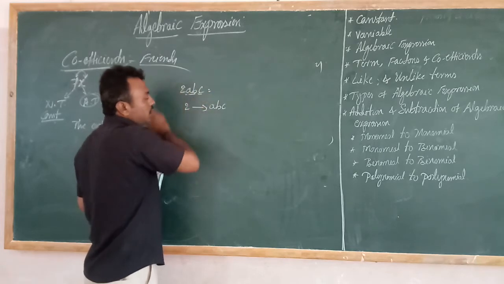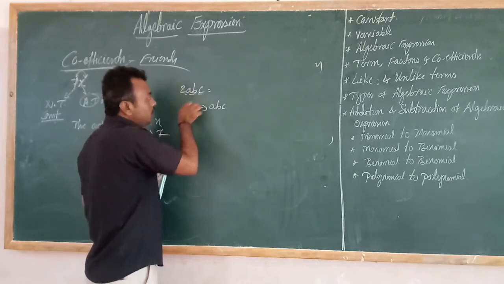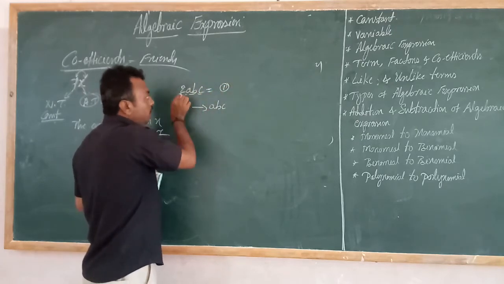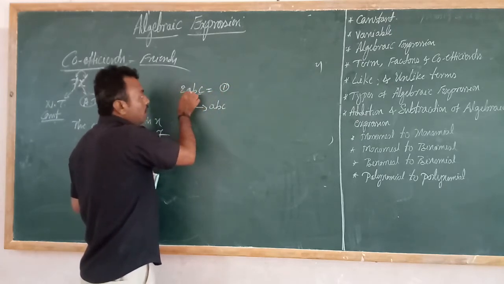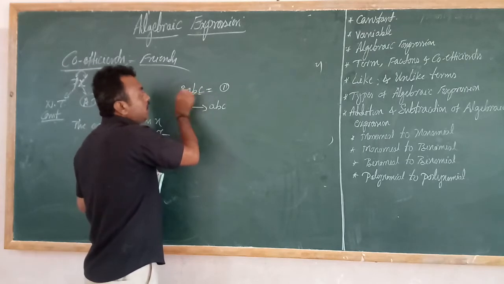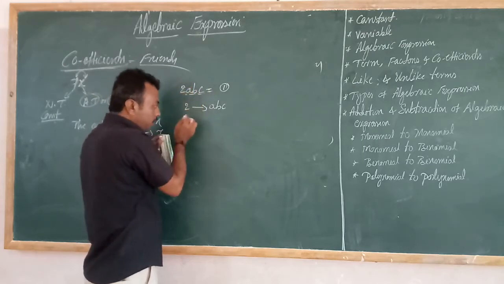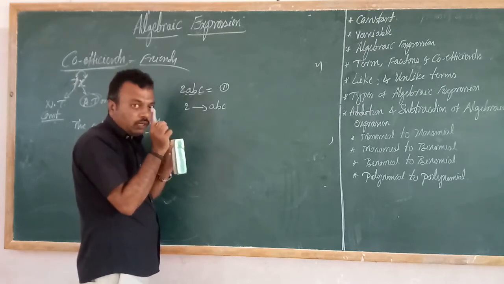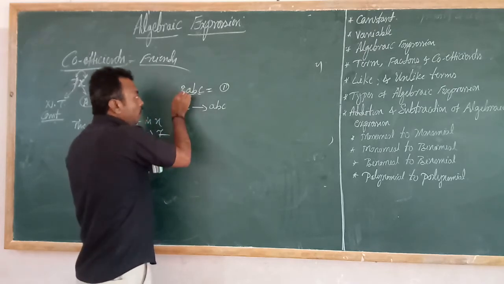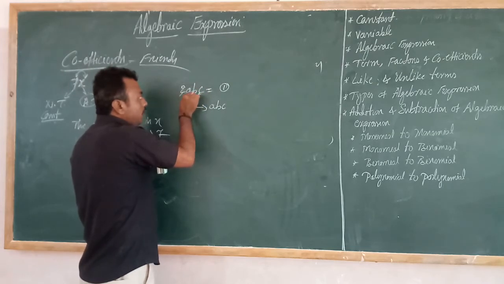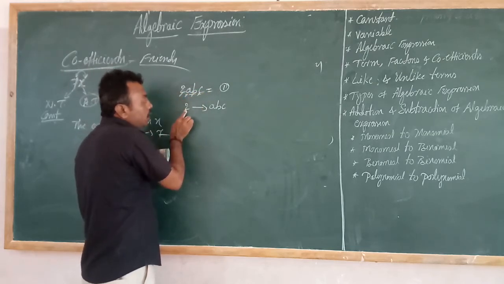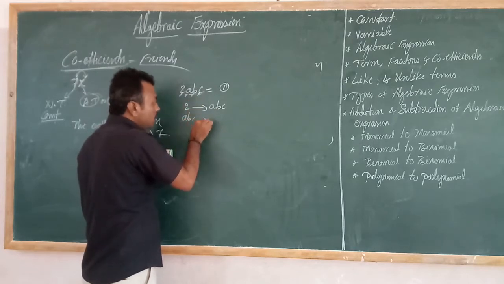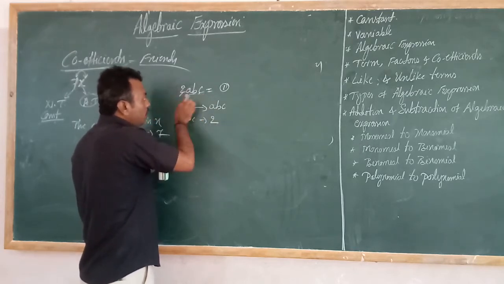There are 4 factors: 2, a, b, c. But if we consider only one term, which is the term? The term is 2abc. All factors connected by a multiplication sign are considered as only one term. I am asking: what is the coefficient of 2? It is abc. What is the coefficient of abc? It is 2.